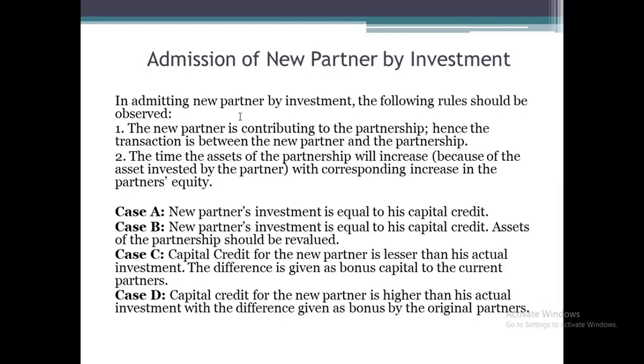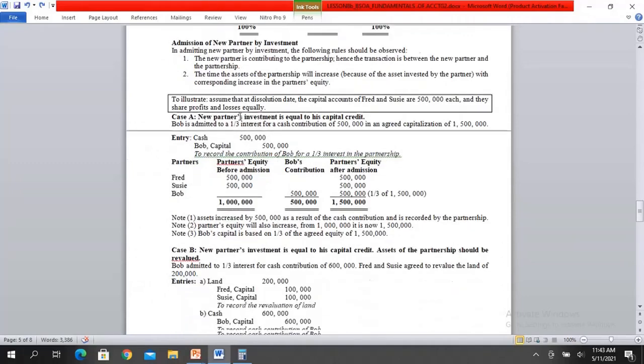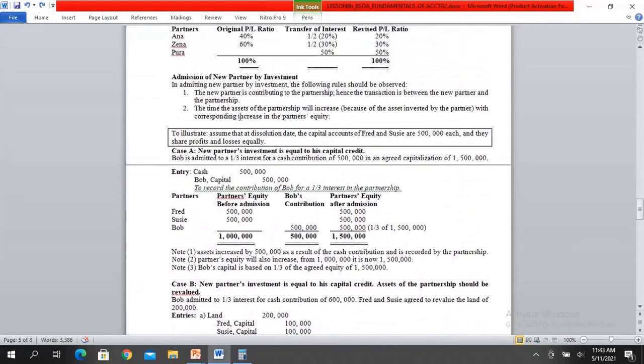So, case letter A, new partner's investment is equal to his capital credit. So, tingnan natin yung illustration. Ayan. So, admission of new partner by investment. So, ito yung case letter A. To illustrate, assume that at the dissolution date, the capital accounts of Fred and Susie are 500,000 each. So, meron silang tigpa 500,000 na capital accounts noong dissolution date. And they share profit and losses equally. So, 50-50 yung sharing nila ng profit and loss.